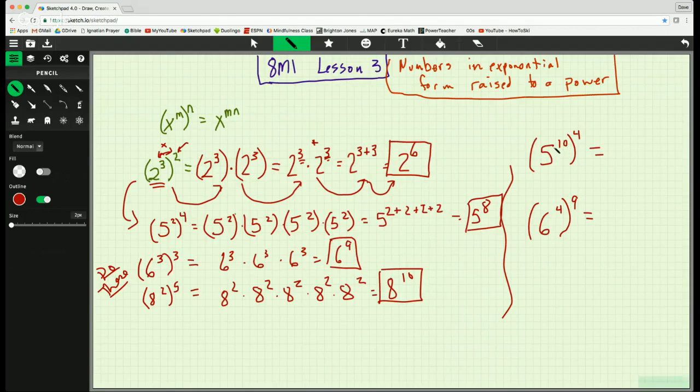Okay, 5 to the 10th to the 4th would be 5 to the 40th. Now, if you want to pause and break this down, try this one on your own. Pause. Now that you're back after you've paused, we can just write the answer. 6 to the 4 times 9 equals 6 to the 36.